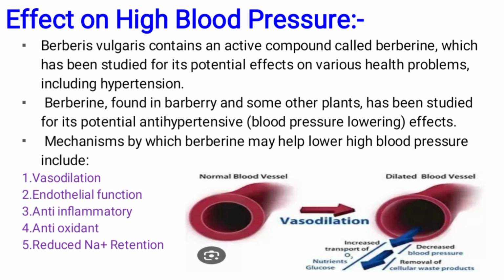Effect on high blood pressure. Berberis vulgaris contains an active compound called berberine, which has been studied for its potential effect on various health problems including hypertension. Berberine found in barberry and some other plants has been studied for its potential antihypertensive or blood pressure lowering effect. Mechanisms by which berberine may help to lower blood pressure are vasodilation, endothelial function, anti-inflammatory, antioxidant, reduced sodium retention.